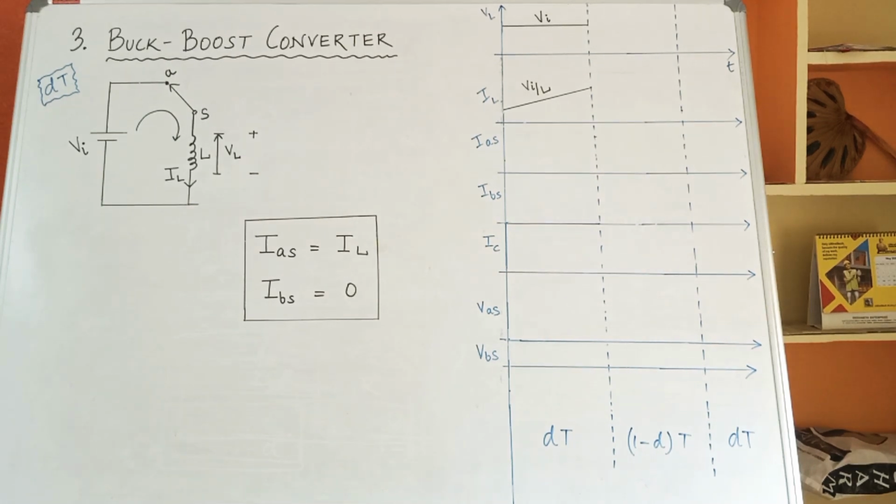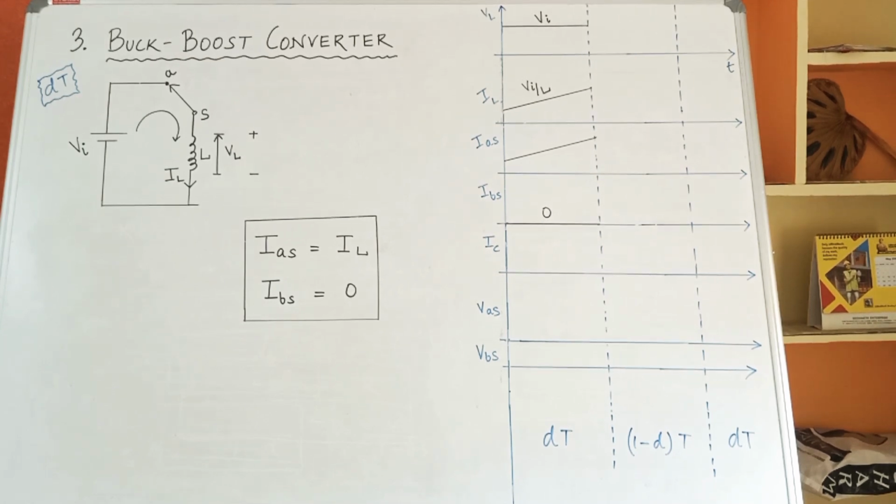If you observe the diagram drawn on board, the current from A to S is nothing but the inductor current IL, which we had already calculated as Vi by L into T. And since point B is not connected to S, no current will flow from B to S, hence IBS has been treated as 0. Hence I have drawn IAS, which looks the same as IL, that is having a positive rising slope of Vi by L, and IBS as 0 by making the x-axis bold and writing 0 during the DT period.